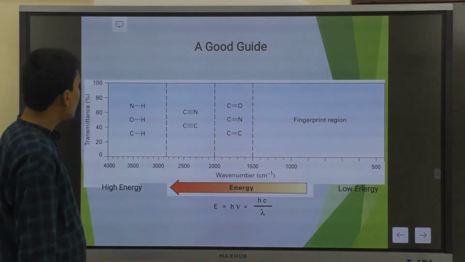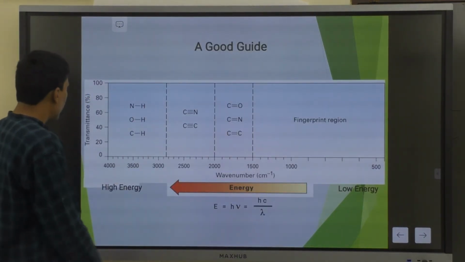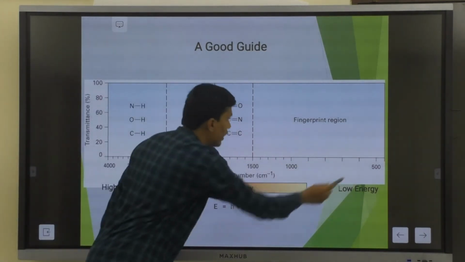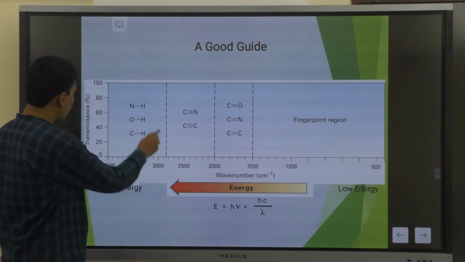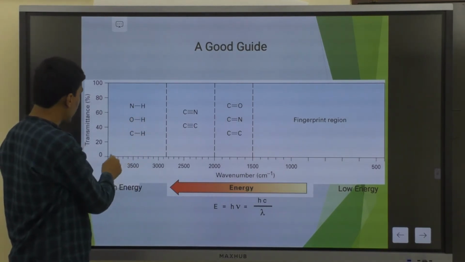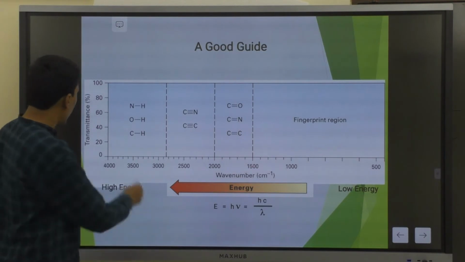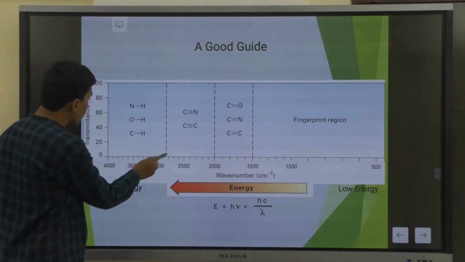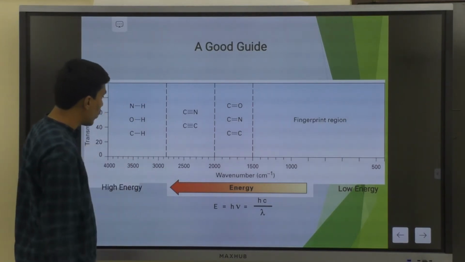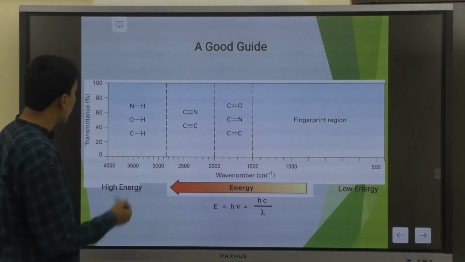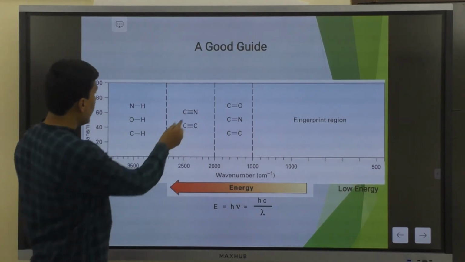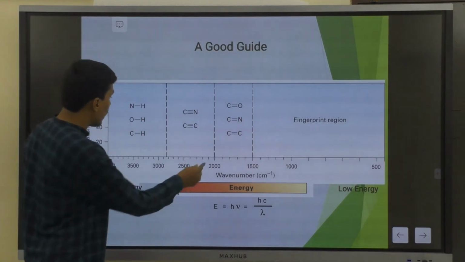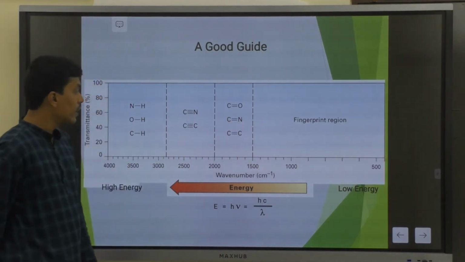You can see here, this is the typical graph. The higher range is from 4000 to 500 centimeter inverse. And we will see here OH, NH, CH will absorb at around 3500 or 3300 like this. Anyway, it is from more than 2800 to 4000 centimeter inverse. Again, this is the alkyl range. C triple bond N and C triple bond C range is from 2000 to 2800.